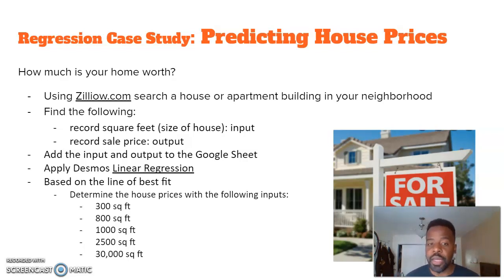But if you feel more comfortable looking at a location close to where you live, I think there's two things that I'm expecting folks to record. One, the square feet, which we want to denote as your input, and the sales price as your output. And then from there, we're going to use either Desmos or Google Sheets, and we're going to attempt to create a linear regression. Once everyone in the class is able to enter in all their data, we're going to see if we can predict some prices using our new line of best fit.